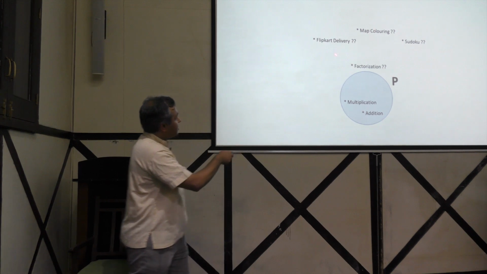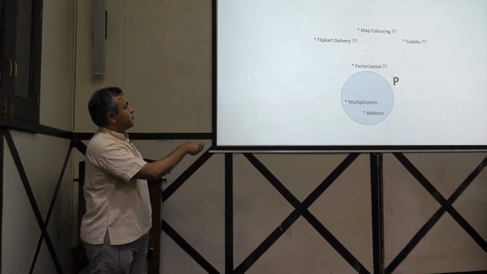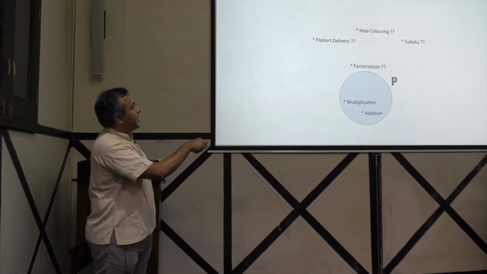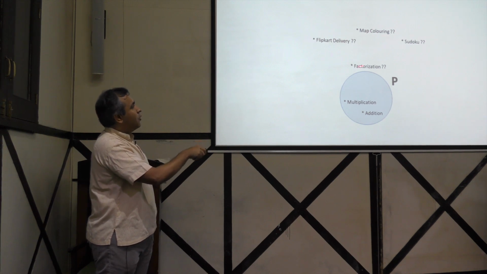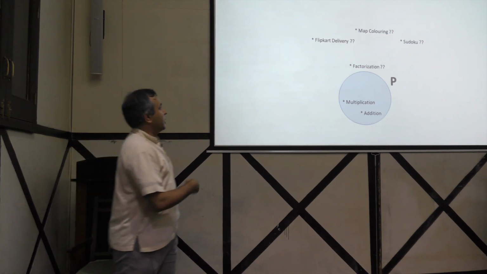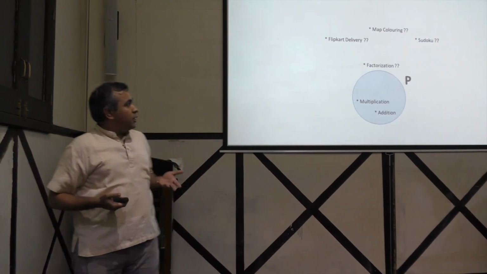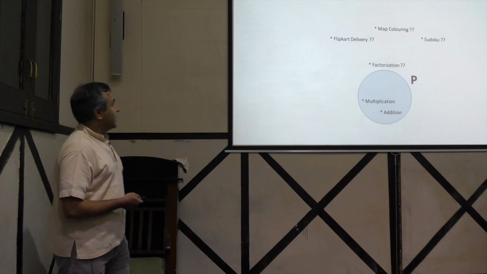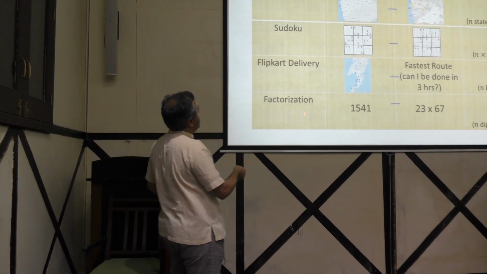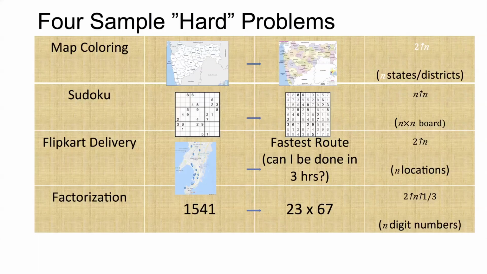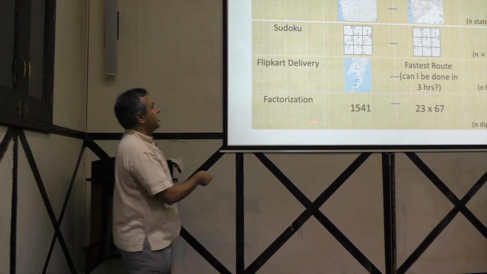So let's take some of these problems and try to understand, is there something more? Right now, we don't have algorithms for them, but can we say a little more about them? Why don't we have algorithms? Do these hard problems relate to each other in some sense? So let's take 4 of these hard problems. For example, map coloring, Sudoku, Flipkart delivery, and factorization. I have not included chess in this, and I'll come to why.